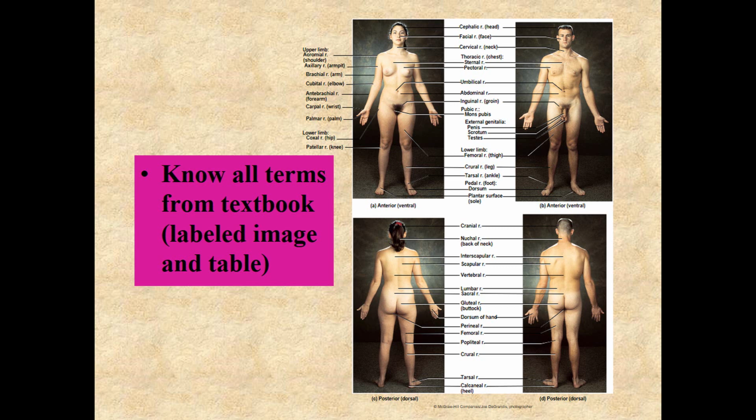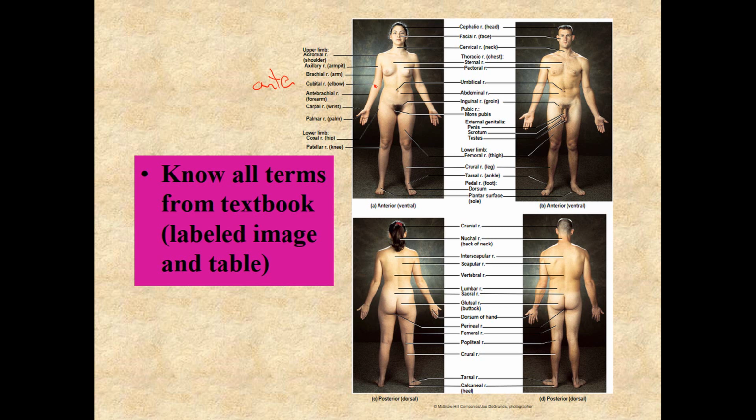So you need to know axillary is the term for armpit. Brachial is arm. Cubital is elbow. I'm going to actually, surprisingly, add one here that's not shown. Antecubital is just going to be the front of the elbow, okay? So carpal is wrist, so on and so forth.